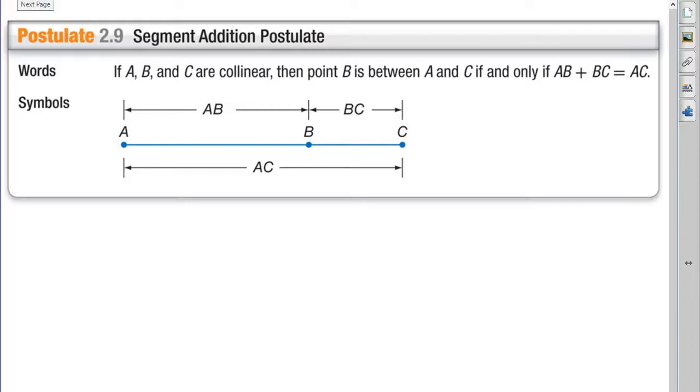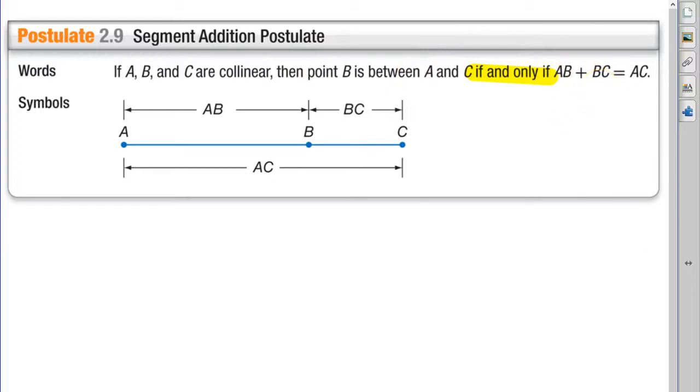The next postulate is called the segment addition postulate. We've already talked about this when we did betweenness; we just didn't give it a formal name. The segment addition postulate says if A, B, and C are collinear, then point B is between A and C if and only if AB plus BC equals AC. We talked about the biconditional, if and only if, which means it's very strong.